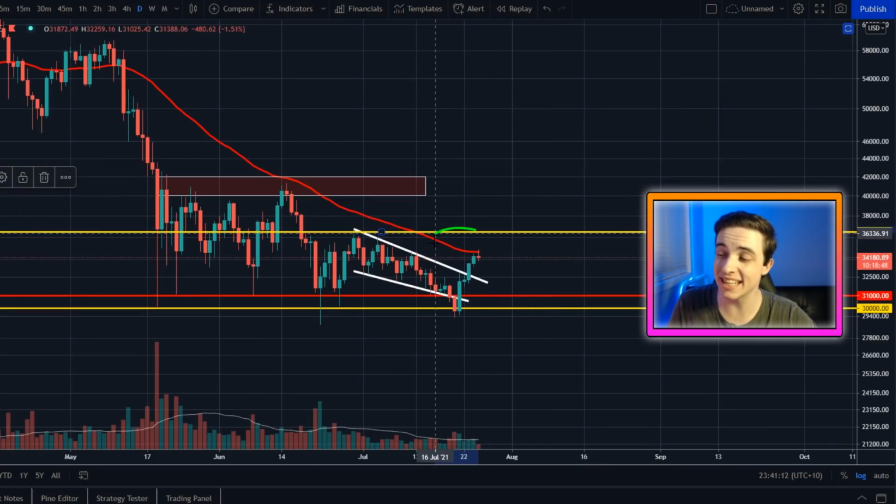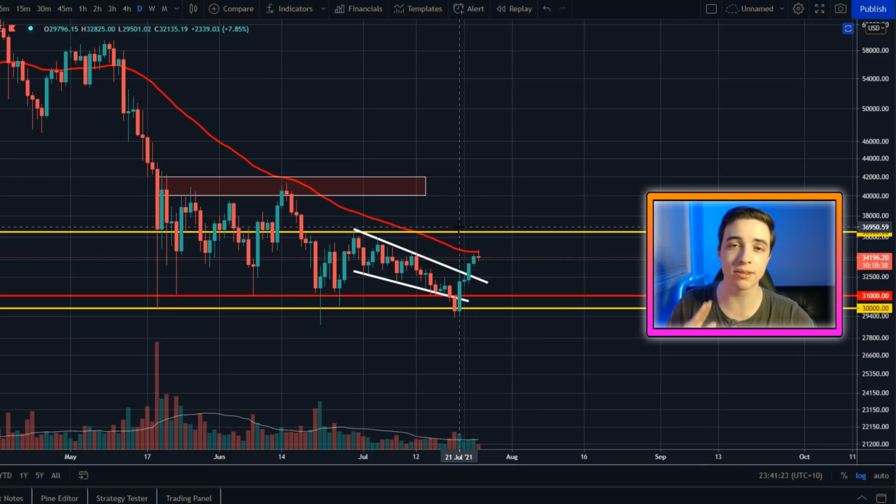Now, taking a look at this moving average just here on the daily time frame once again, this is the 23 smooth moving average.